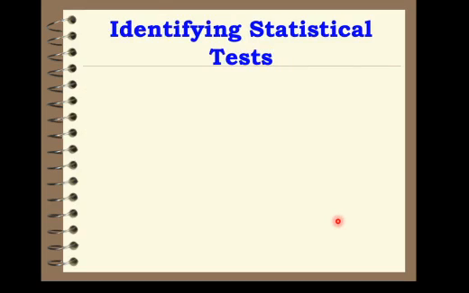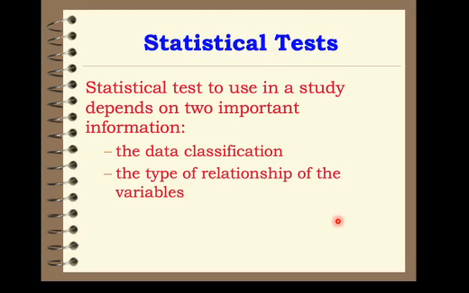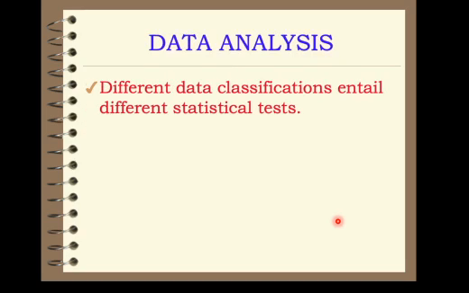Now, let's go to the next topic: identifying what statistical tests to use given the objectives of the study. Now, the statistical test to use in a study really depends on two important pieces of information: the data classification and the type of the variables, the type of relationship of the variables. Now, different data classifications entail different statistical tests. We'll talk first of the different data classifications.